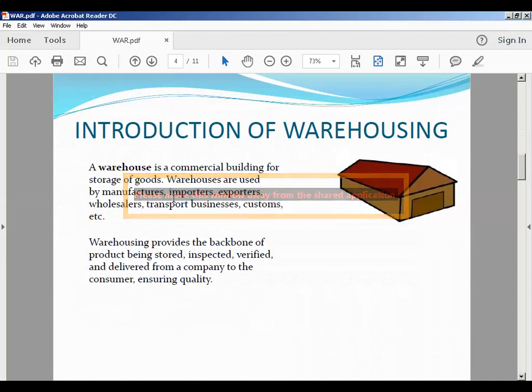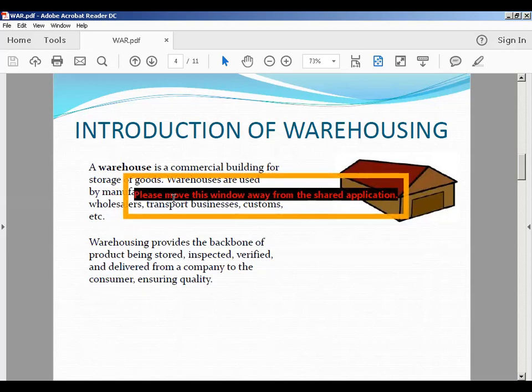So the introduction of warehousing is based upon, as you can see in the picture, a warehouse. A warehouse is a commercial building for storage of goods. Warehouses are used by manufacturers.